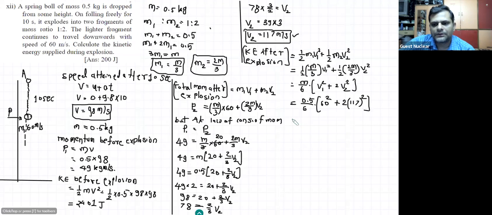Okay, so in the next step this will be simplified. Abhi 0.5 means again it is half, right? So half divided by 6 comes out to be 1 by 12 actually. So it is going to be 1 by 12, and inside the bracket we can have this 60 whole square. What is 60 ka whole square? It is 3600, right? And here it is 2 times of what is the square of 117.